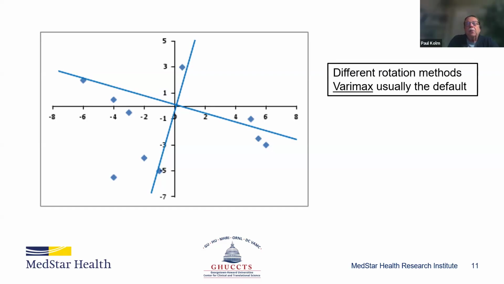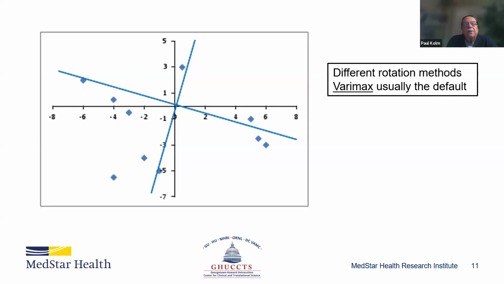And there are different rotation methods. In most statistical programs that I've done this with, a method called Varimax is usually the default. There are several other rotation methods that can be used, but the thing is, different rotation methods can result in different results or different sets of factors.